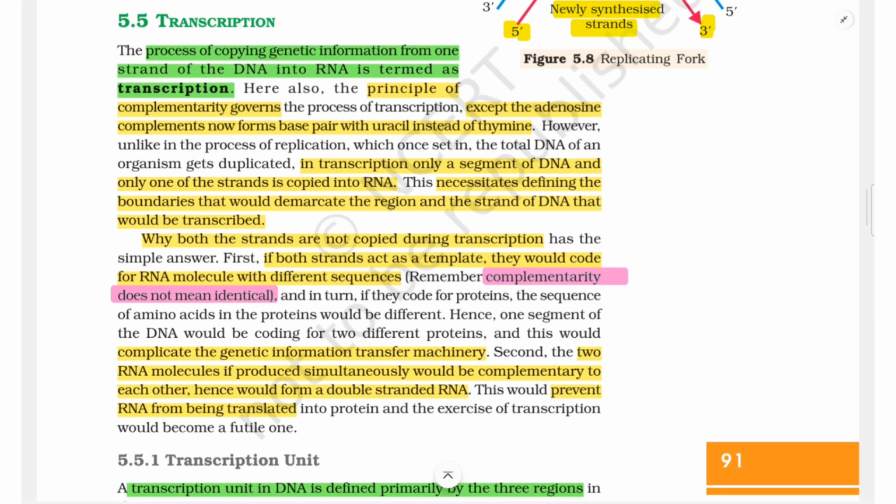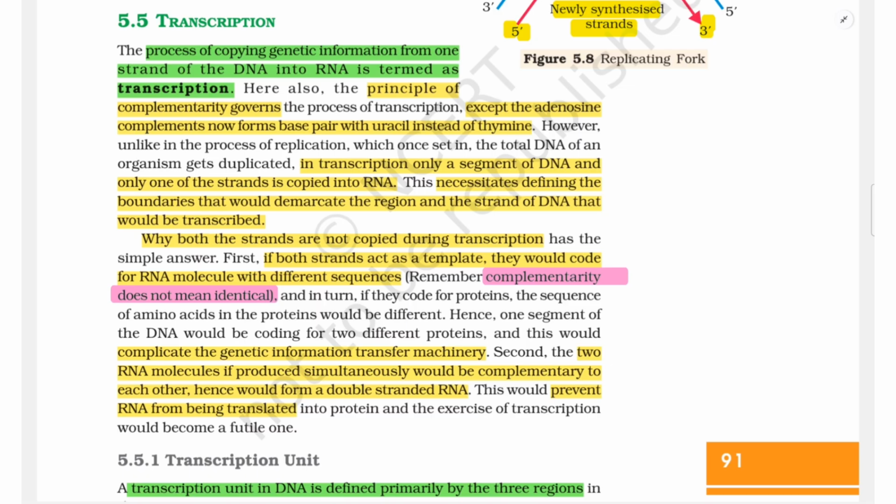5.5 Transcription. The process of copying genetic information from one strand of the DNA into RNA is termed as transcription. Here also the principle of complementarity governs the process of transcription, except the adenosine now forms base pair with uracil instead of thymine. However, unlike in the process of replication, which once set in, the total DNA of an organism gets duplicated, in transcription only a segment of DNA and only one of the strands is copied into RNA. This necessitates defining the boundaries that would demarcate the region and the strand of DNA that would be transcribed.